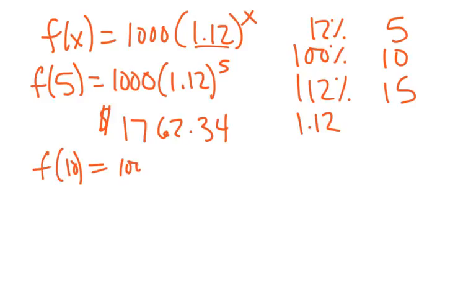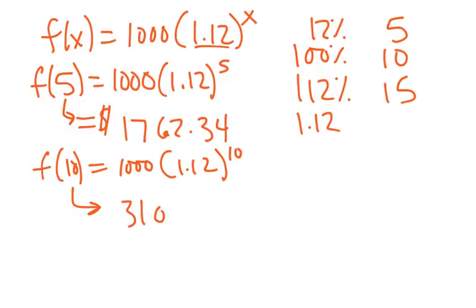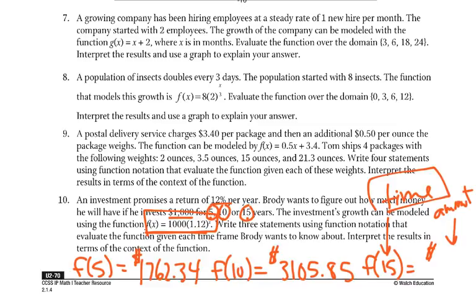Now let's do it for 10. So 1,000 times 1.12 to the 10th. I'm going to type that in my calculator again and come up with the answer, because it's a lot easier that way with the numbers we're given. So 1,000 times 1.12 to the 10th gives us 3,105.85 when we round. Just doubling our years gives us a pretty good amount, doesn't it? Once again, our input is the years we have in this investment. Our output is how much we'd be making after that.